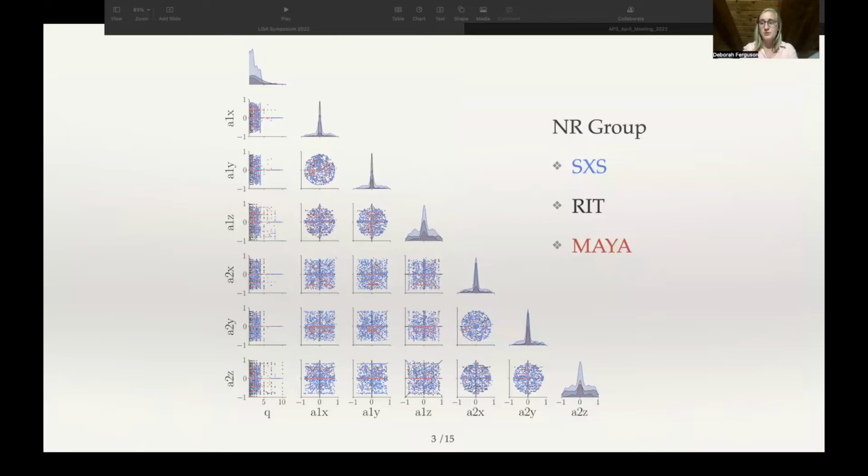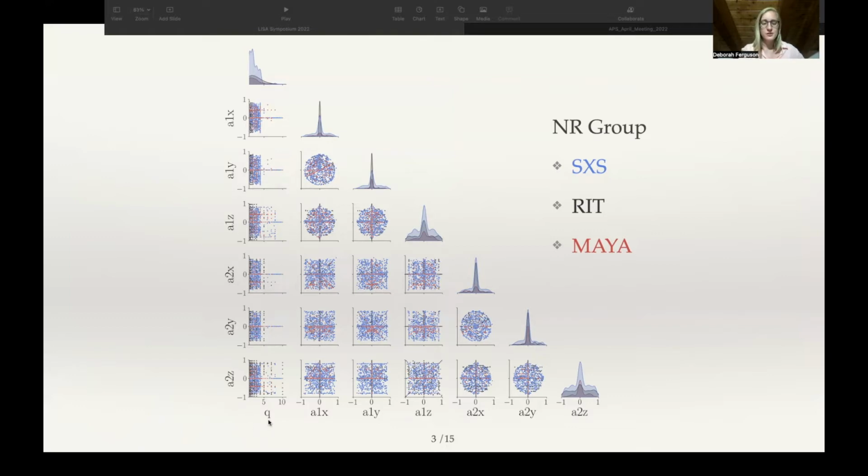So what's the state of the parameter space currently? Here we show the NR groups of SXS, RIT, and MAYA. They're public catalogs, and there are a couple of caveats to this plot. One is that this does not include mass ratios higher than 15. RIT does have some waveforms at higher than 15 mass ratio, but it skewed the plot, and I felt like this was more informative, but it's important to note that RIT does have some higher mass ratios. Also, these are only non-eccentric simulations.